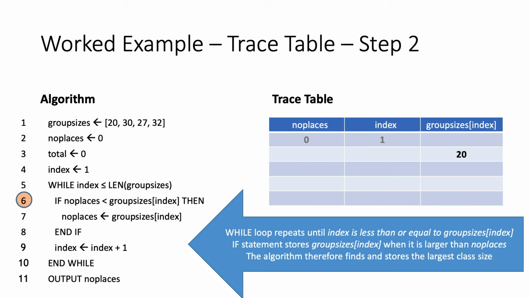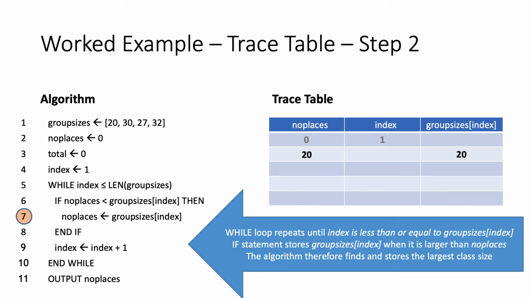We've now got an if statement: if no places is less than group sizes index. Group sizes index is group sizes 1, well that's 20. Now because no places is 0, 0 is definitely less than 20, so it's going to run line 7.